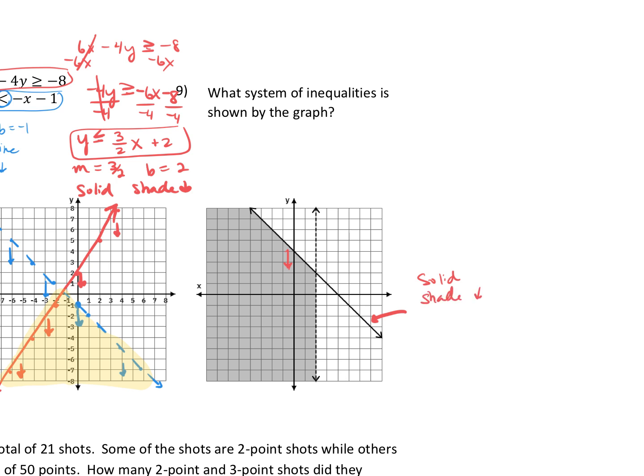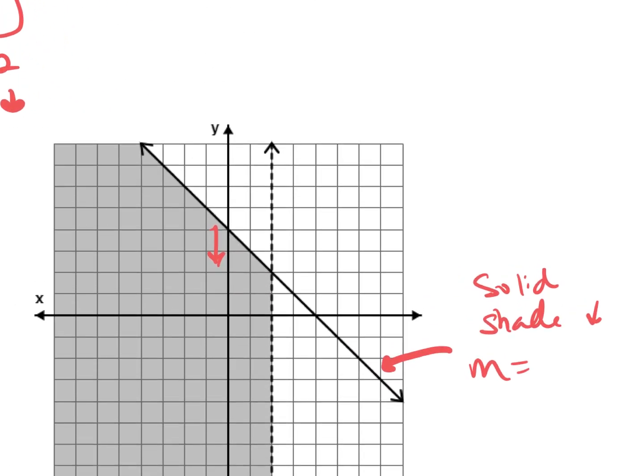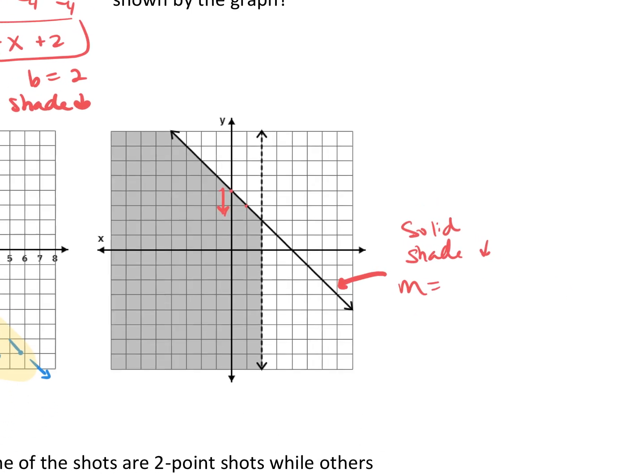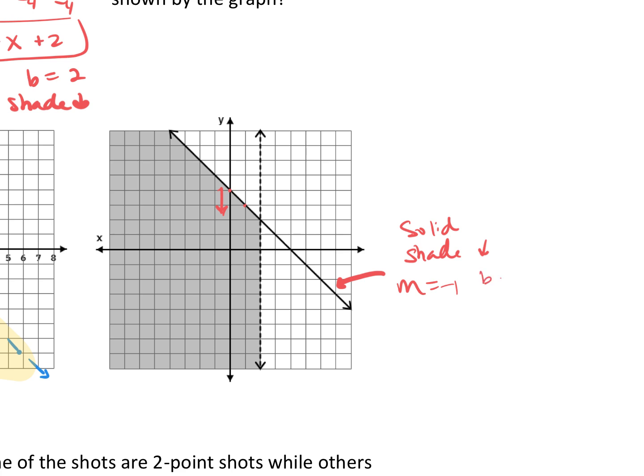The slope is... So when we do slope, just try to find two exact points. And you can count your rise over run. So that's just down one to the right one. So our slope is -1, and our y-intercept is right here at +2. Our other line is a vertical line. This is a vertical line that crosses through the x-axis at +2.